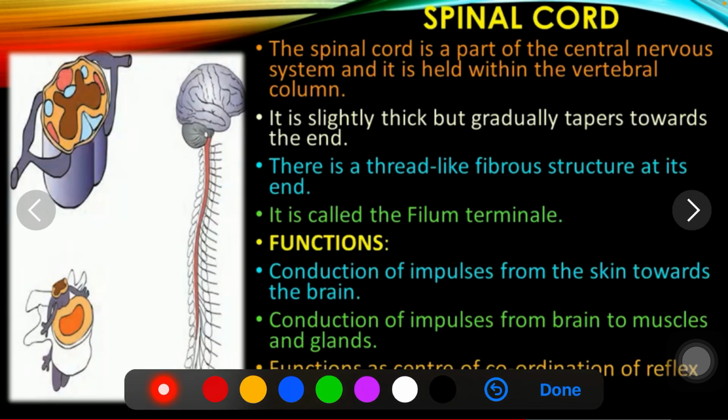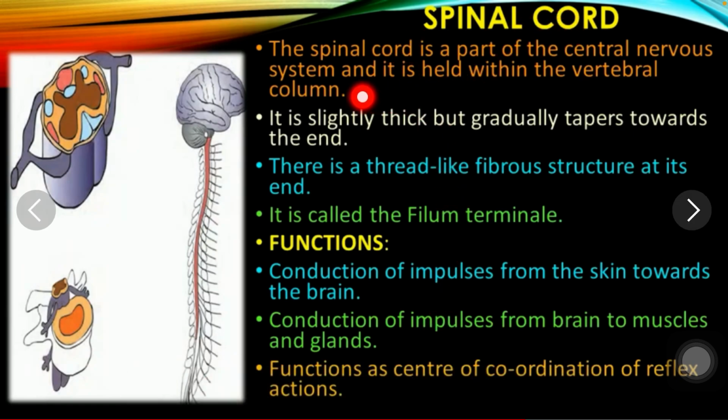Next is spinal cord. Student, the spinal cord is a part of the central nervous system and it is held within the vertebral column. As I told you, the spinal cord is protected in the vertebral column, which is on the back side of a body, backbone. It is slightly thick but gradually tapers towards the end. मतलब स्टार्टिंग में थिक है बट एज नीचे नीचे आते आते क्या हो गया, वो थिन हो गया, मतलब पतला.